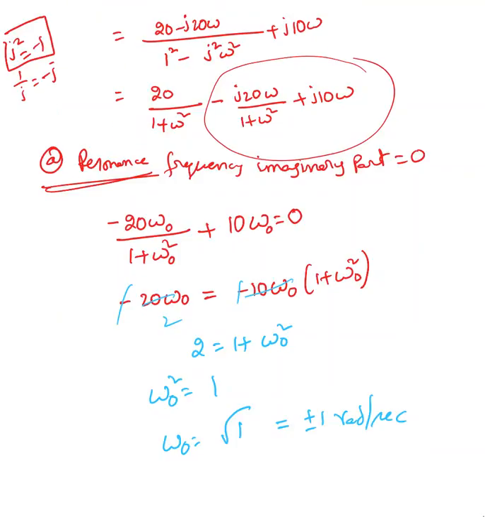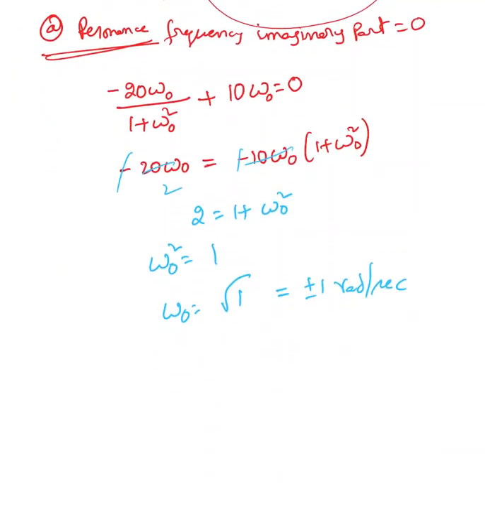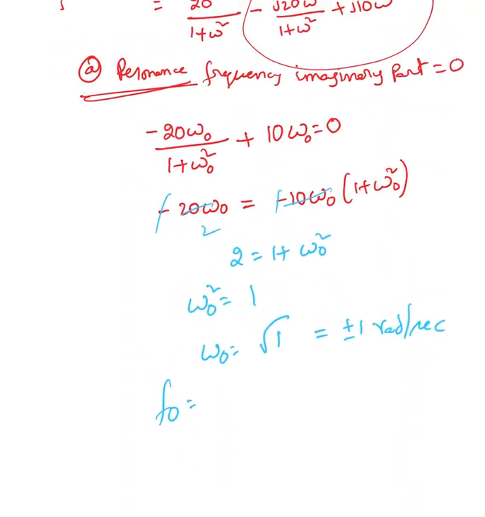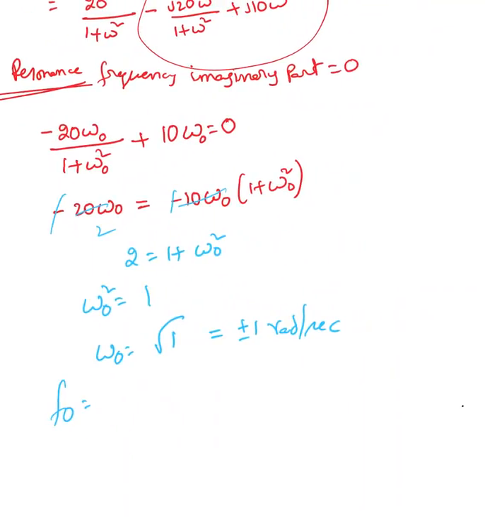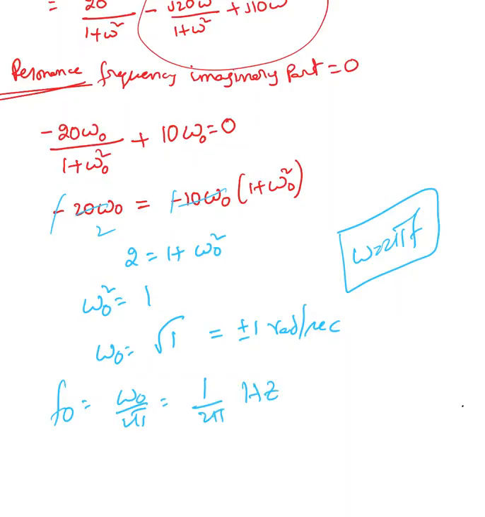Okay, so when it comes to frequency, number of cycles per second, f naught equal to omega naught. We know that omega equal to 2 pi f, so f naught equal to omega naught over 2 pi. Usually you don't have a negative number of cycles per second, so we'll go with the positive: 1 over 2 pi hertz. That's the resonant frequency for the given circuit.